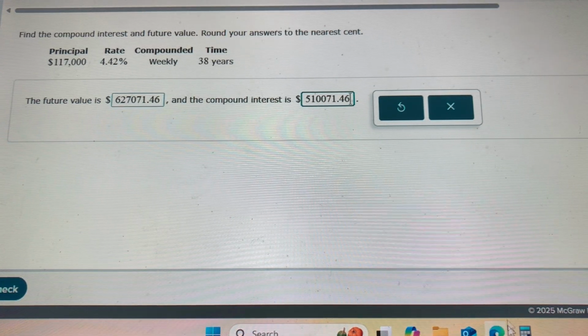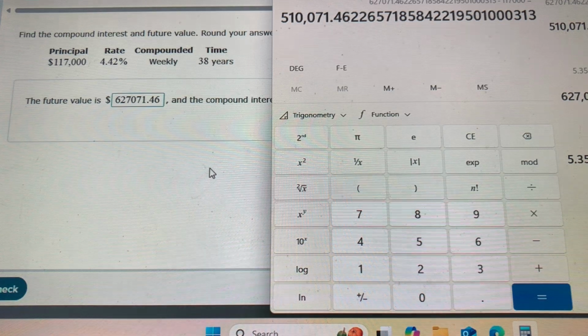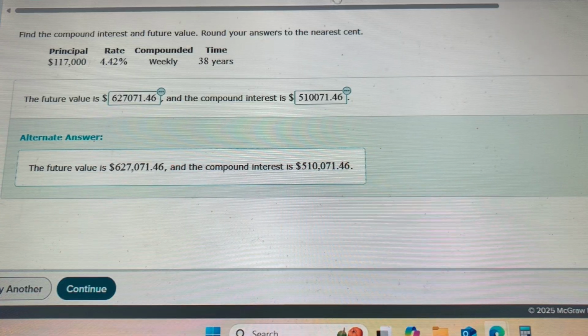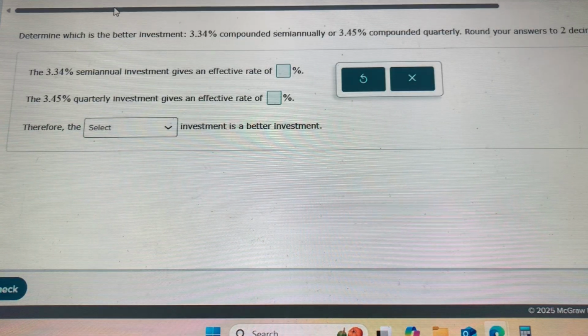So you invested 100,000 and you ended up with 600,000 in the end, and 500,000 of that was free money. This is why retirement accounts are so nice if you start early enough in your working career.